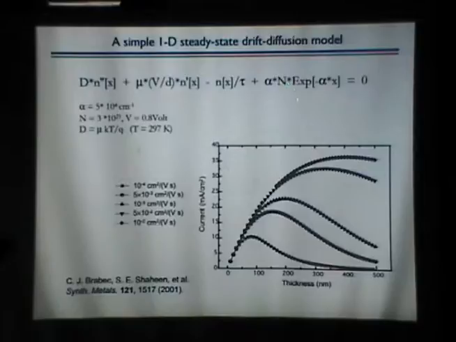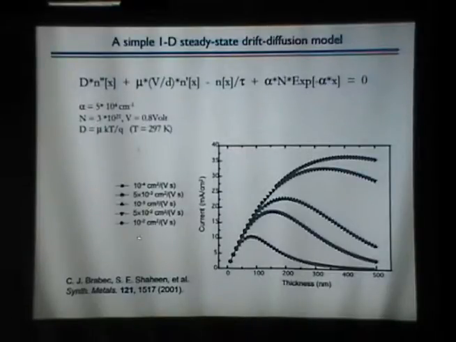And then there's a creation term. So we have photons coming in. Photons are absorbed with a cross-section of alpha. There's a rate of them coming in, and then there's an exponential decay, just following Beer's law of the absorption profile. So you put all those in, with some characteristic numbers. A characteristic absorption would be about 10 to the 4th per inverse centimeter, the diffusion coefficient is about 4 times 10 to the minus 3, and a typical voltage might be 0.8.